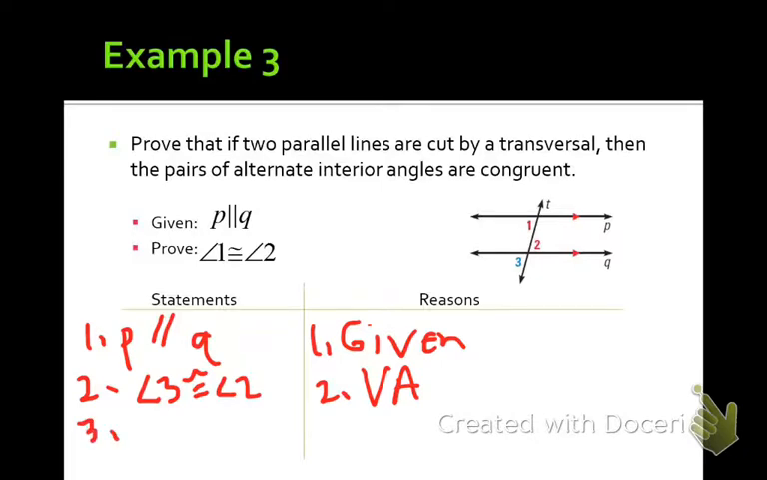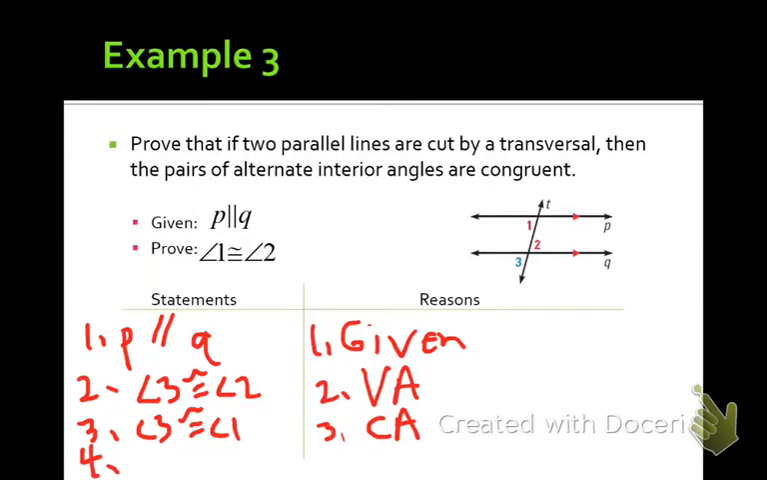What else can we say? What else is 3 congruent to? 1. Right. Angle 3 is congruent to angle 1. How come, Trent? What's the reason? What are those angles? What's their relationship? They're corresponding. All you need to put is CA. I'll know what you're talking about. CA for corresponding angles, AIA for alternate interior angles, and so on. Step 4.